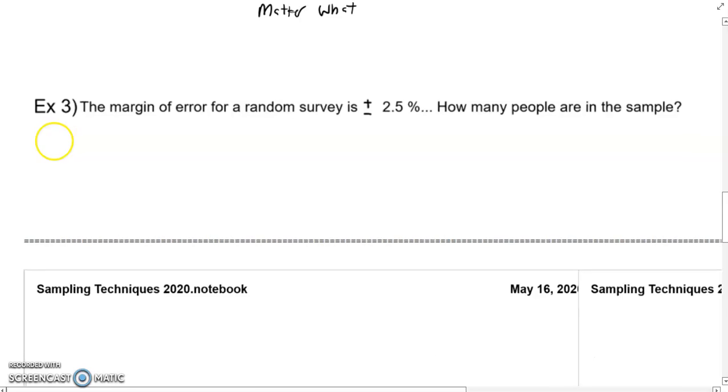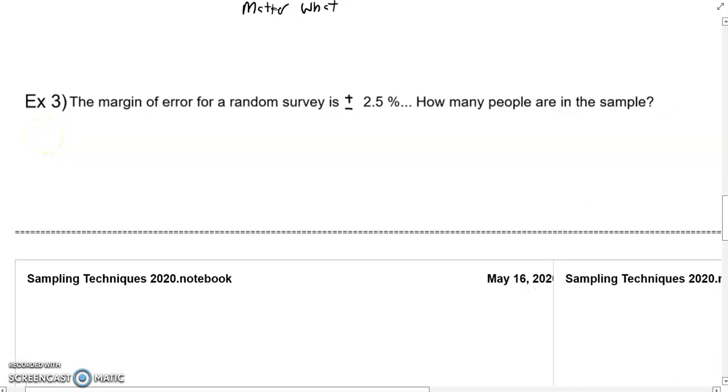So last example in this video, we're going to look at a different way. In this problem, it says the margin of error for a sample is 2.5%. How many people are in the sample? In order to figure this out, we have to figure out what our value of n is here, because the formula for margin of error is 1 over square root of n. We know that this is going to equal 0.025. And remember, that's just a reminder that 2.5% is just being divided by 100 to get that number.